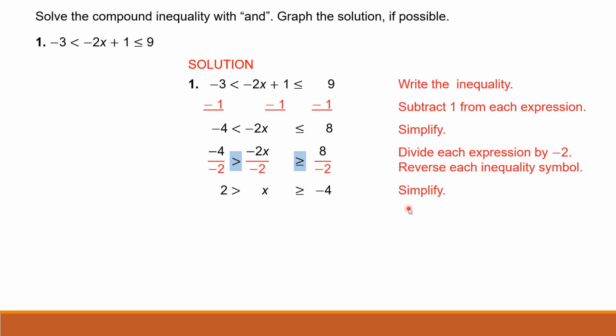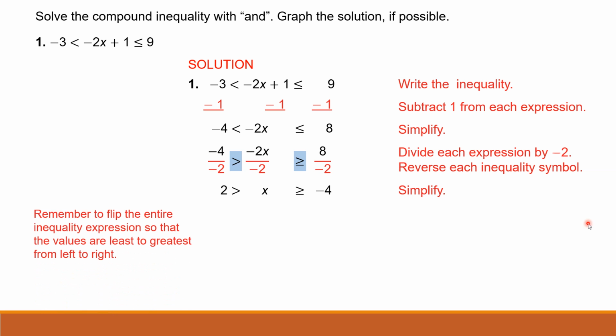Okay, now remember that we always want our inequalities to read least to greatest from left to right. So we're going to flip the entire inequality expression so that the values are least to greatest from left to right. So just take this and flip it completely around like a revolving door. And our solution is -4 is less than or equal to x, which is less than 2. So now when we consider graphing, we have two boundary points. We have the boundary point of -4 and +2.